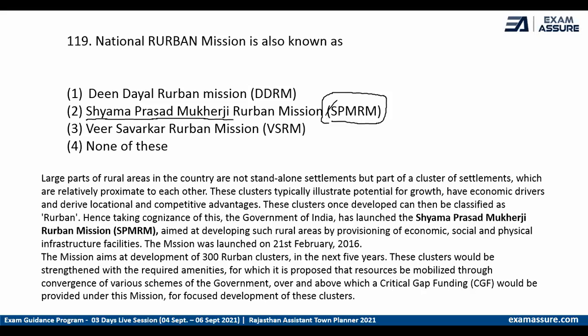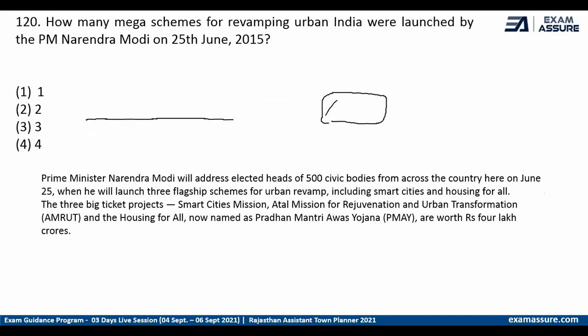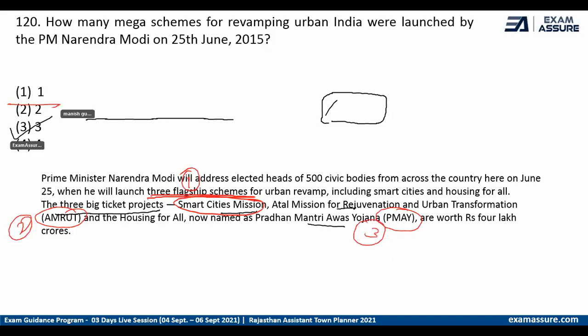Now let's go to the next question quickly because we are a little short of time. How many mega schemes for revamping urban India were launched by PM Narendra Modi? If you know this, there are 3 big projects in 2015. PM Modi launched these 3 flagship schemes: Smart Cities Mission, AMRUT, and the PMAY. So these 3 are the main ones, and the answer would be 3 here.